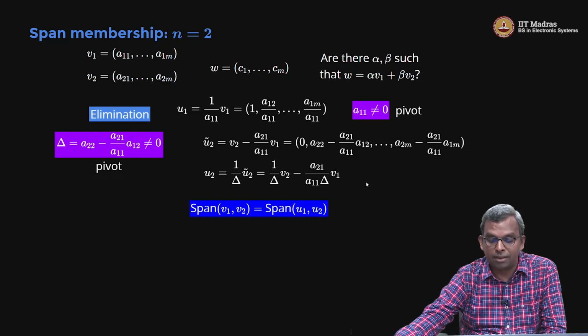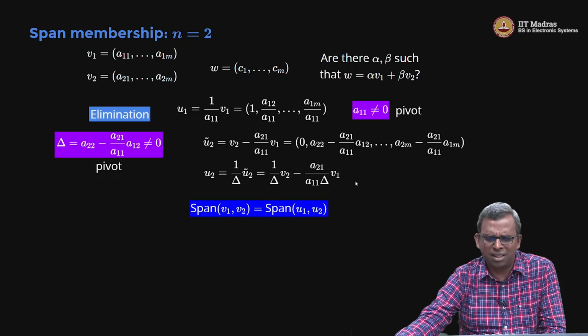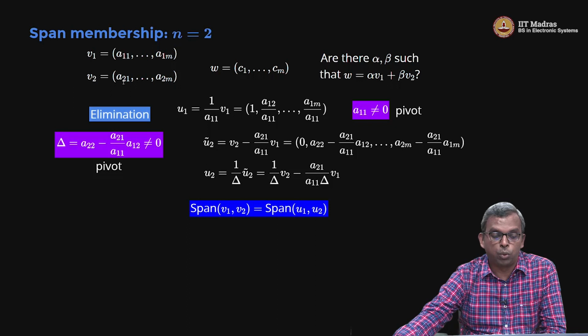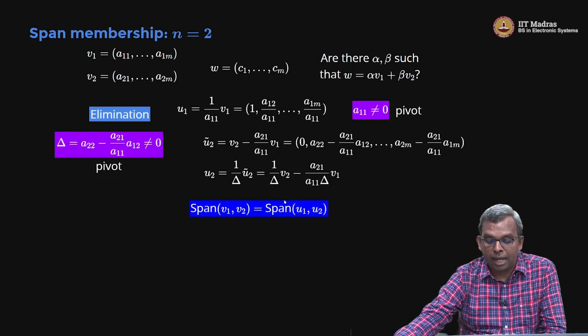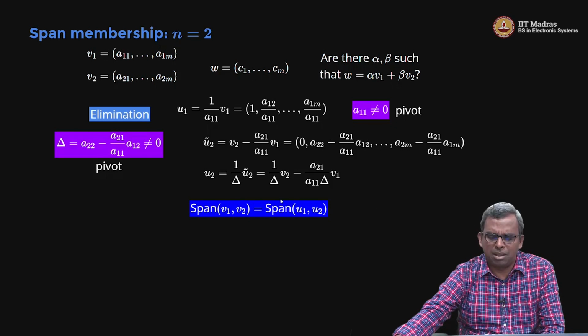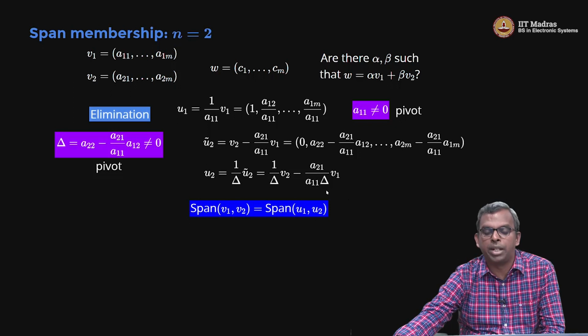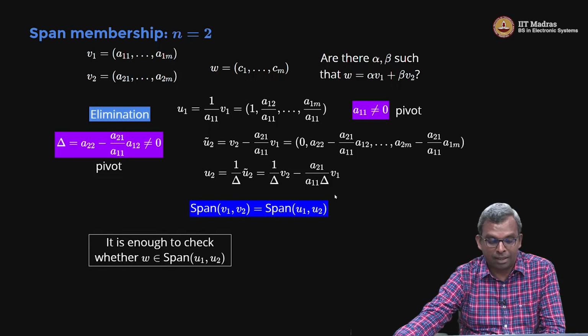What is interesting is this guy. Okay, we did elimination very similar to what we did before. The span of V1, V2 is exactly equal to the span of U1, U2. Okay, while V1, V2 had a more general form, U1, U2 has this very nice 1, 0, 1 form in the beginning, but both the spans are the same. This is a very easy proof. It's very similar to what we did before to show that the spans are the same.